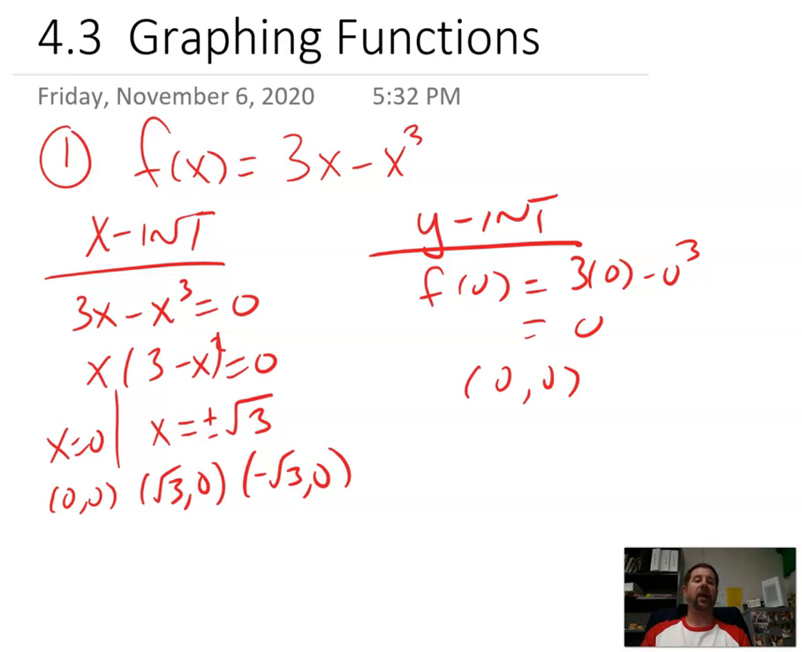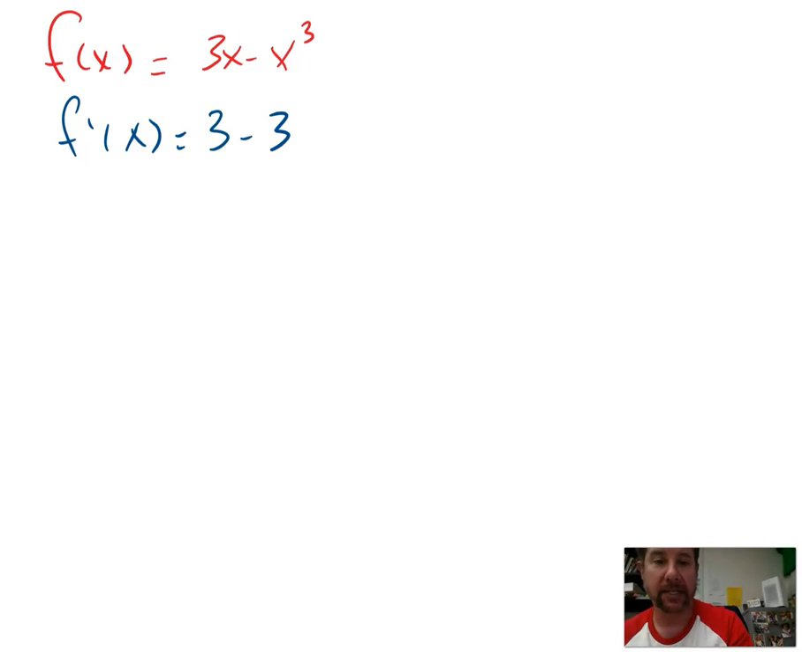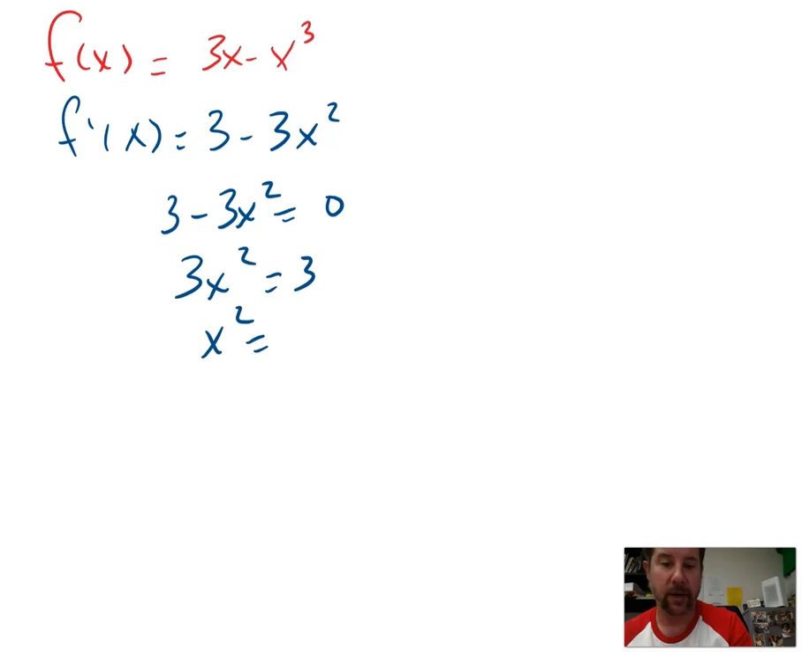Let's see where it is increasing and decreasing, see if we can't find some mins and maxes. All right, so to find our mins and maxes, we're going to take this and we're going to find the derivative. So f prime of x, and we get 3 minus 3x squared, and we're going to set that equal to 0. And now we're going to solve. We get 3x squared equals 3, x squared equals 1, or x equals plus or minus 1. All right, so now I know that those are my critical points where some exciting stuff could be happening.